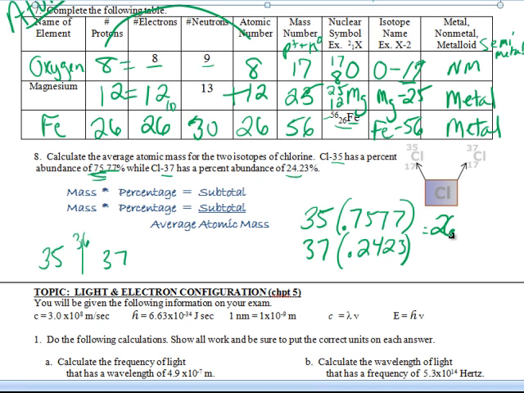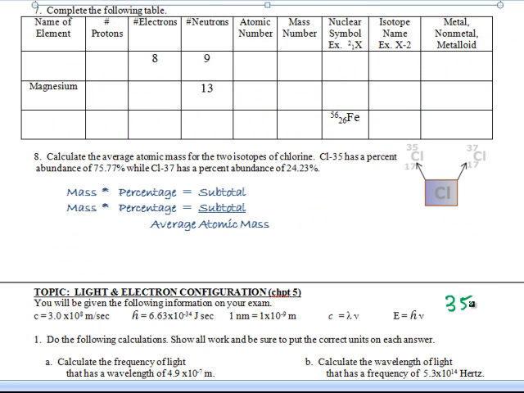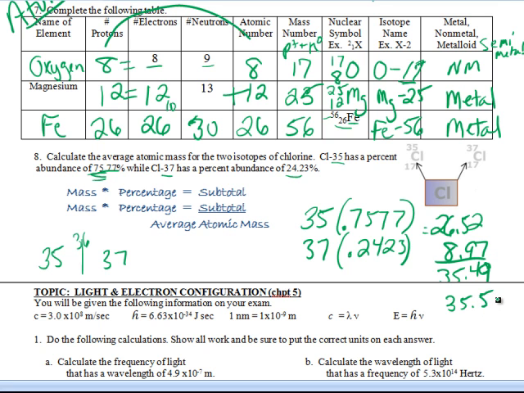When you do that, you get 26.52 and 8.97. Add them up, you get about 35.49. And then when you look at that, you can just round to the tenths place like we typically do, 35.5. That's AMU if you're dealing with 1. If you're dealing with a mole of them, it could be 35.5 grams.